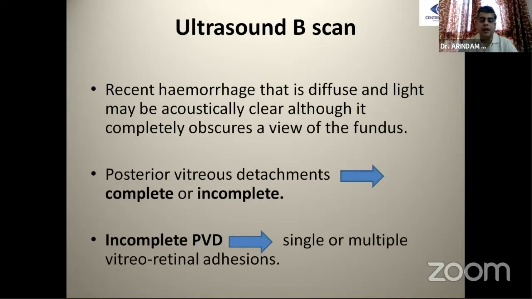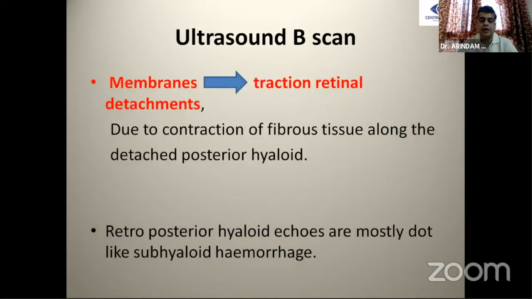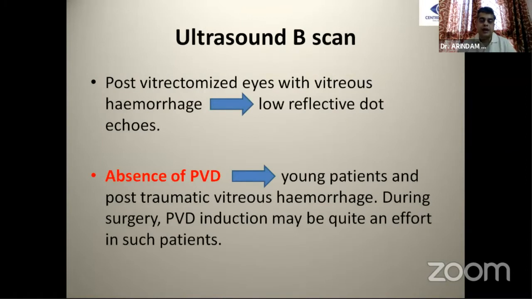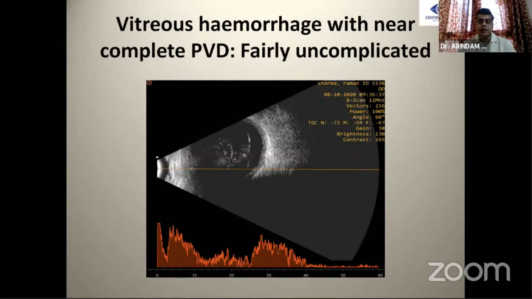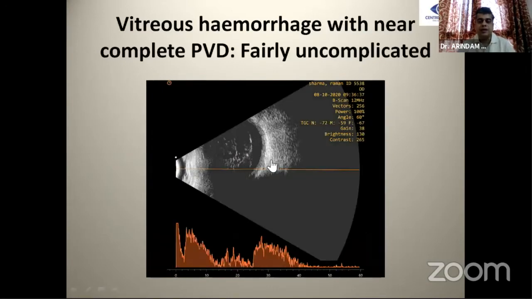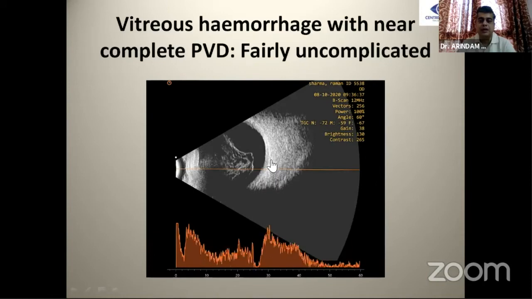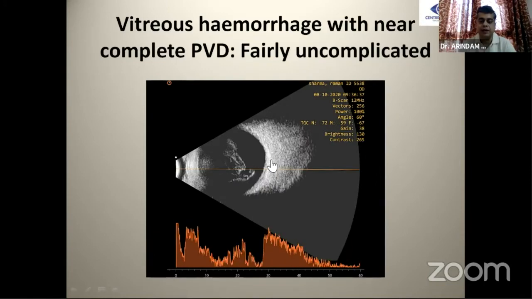An incomplete PVD can have single or multiple vitreoretinal adhesions. Contraction of the membranes leads to TRDs, due to contraction of fibrous tissue along the detached posterior hyaloid. Post-vitrectomized eyes with vitreous hemorrhage may show low reflective dot echoes. An absence of PVD in young patients and post-traumatic vitreous hemorrhage is important to note because PVD induction may be quite difficult. So this is an example of a fairly easy case where there is a near complete PVD with vitreous hemorrhage.